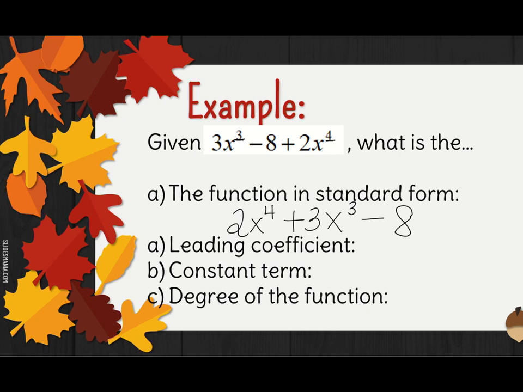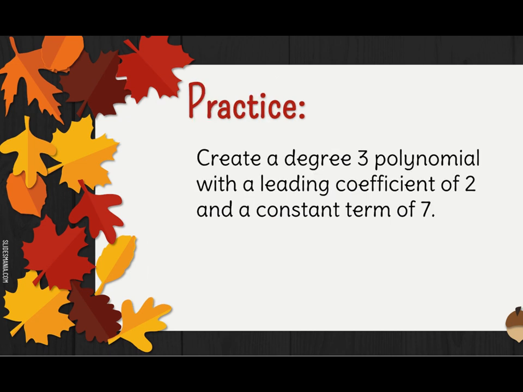So then looking at this, what is our lead coefficient? Well, it's the number in front of the largest exponent, so 2. What is the constant? It's going to be negative 8. And the degree of the function, our largest exponent, this is also going to be a 4th degree polynomial. So let's go ahead and take some time and give you guys a couple to work on here.